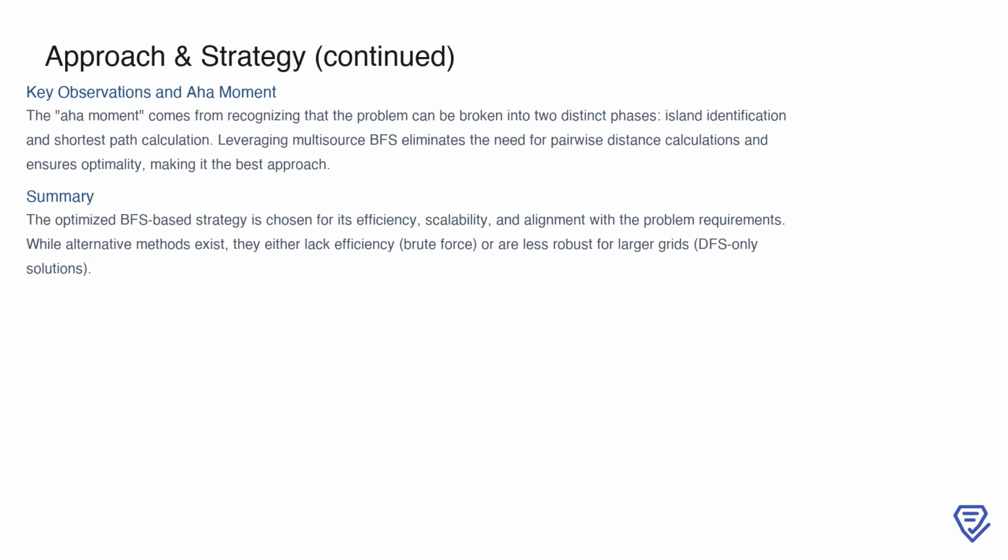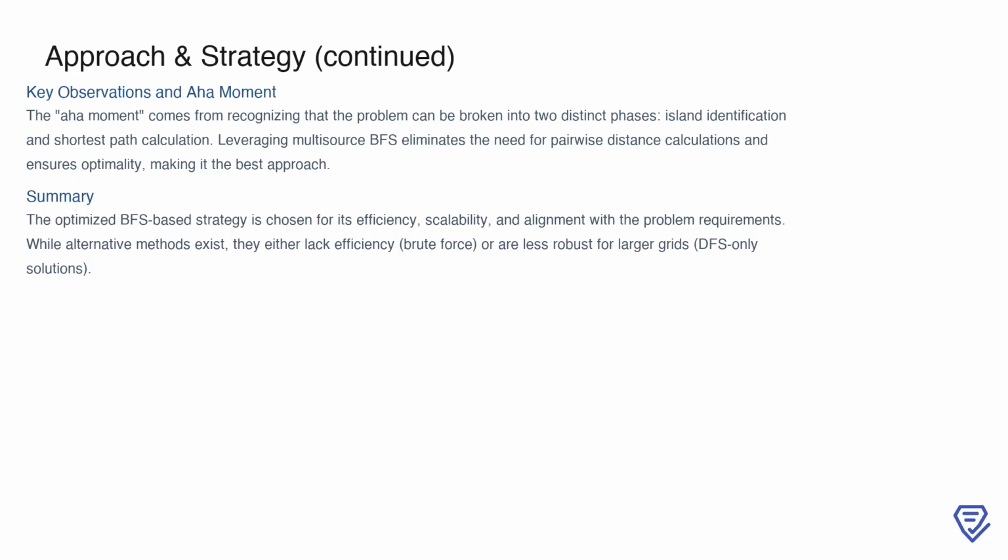The key insight that simplifies this problem is recognizing that it can be divided into two distinct phases: first, identifying the islands, and second, calculating the shortest path between them. The aha moment lies in realizing that a multisource BFS eliminates the need for exhaustive pairwise distance calculations, which makes the solution both efficient and optimal. By marking one island and expanding outward layer by layer, we can ensure that the shortest bridge is found without redundant computations.